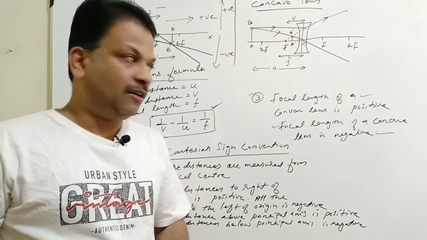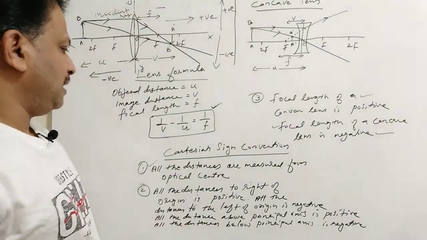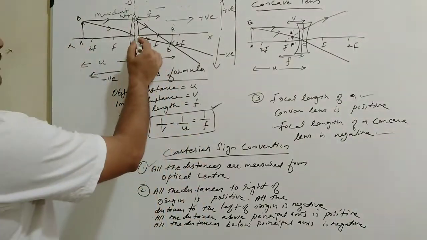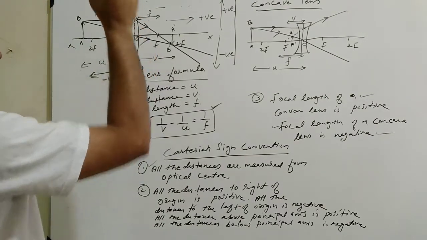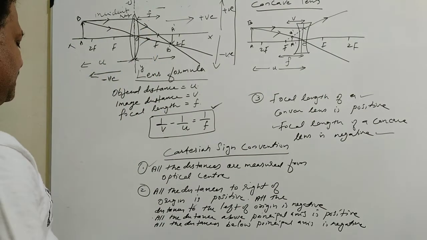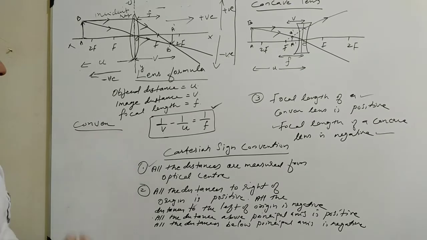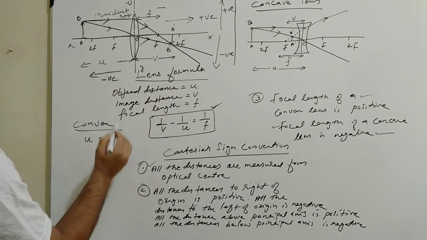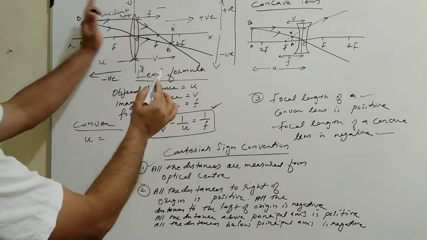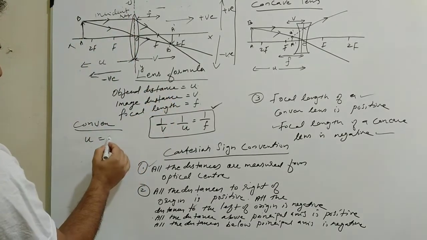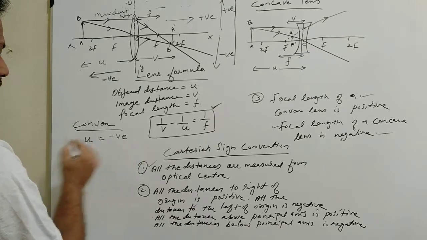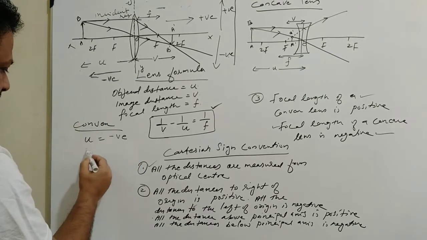Okay, now let us consider the case of convex lens. Okay, I am writing here convex lens. So U is always standing left of the lens, so U is always negative. Okay, I mean the object distance.